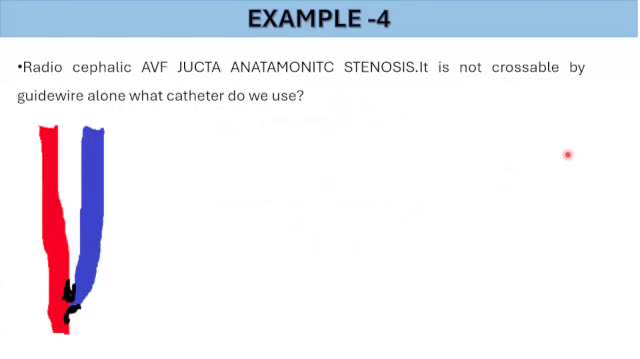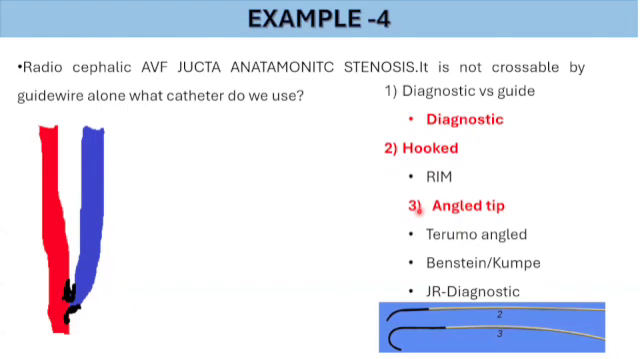Now example 4, AVF with juxta-anastomotic stenosis and not crossable by guide wire. It is not able to pass through here. We have to pass the guide wire from here to here and it's not being able to pass. So we'll have to use a catheter which can accommodate this hairpin bend. That is known as U-shaped bend. That is known as the rim catheter, hooked or rim catheter. However, if hooked or rim catheter is not available, you can use a normal angled catheter also, again Bernstein or JR.